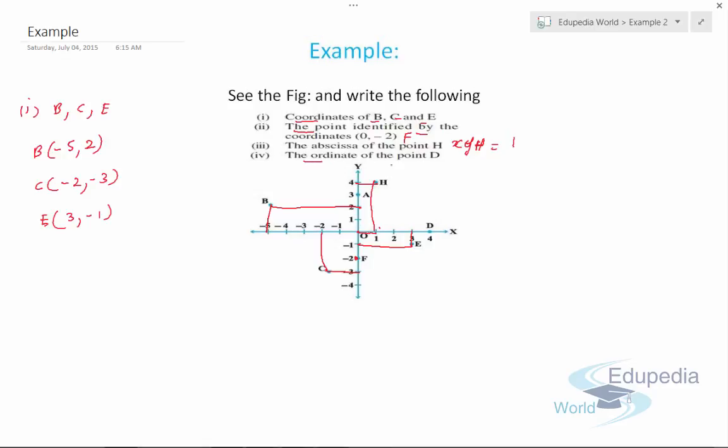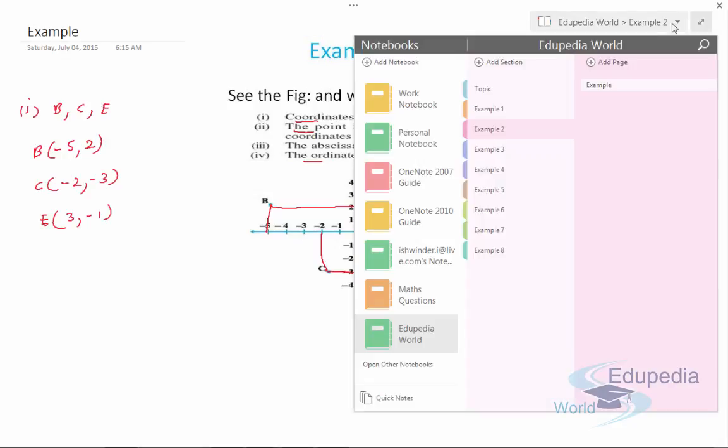The ordinate of point D. So the D point, we can see it clearly lies on the x-axis. So whenever a point lies on the x-axis, its ordinate part is always 0. So the ordinate of point D will be 0. So let's move on to the next example.